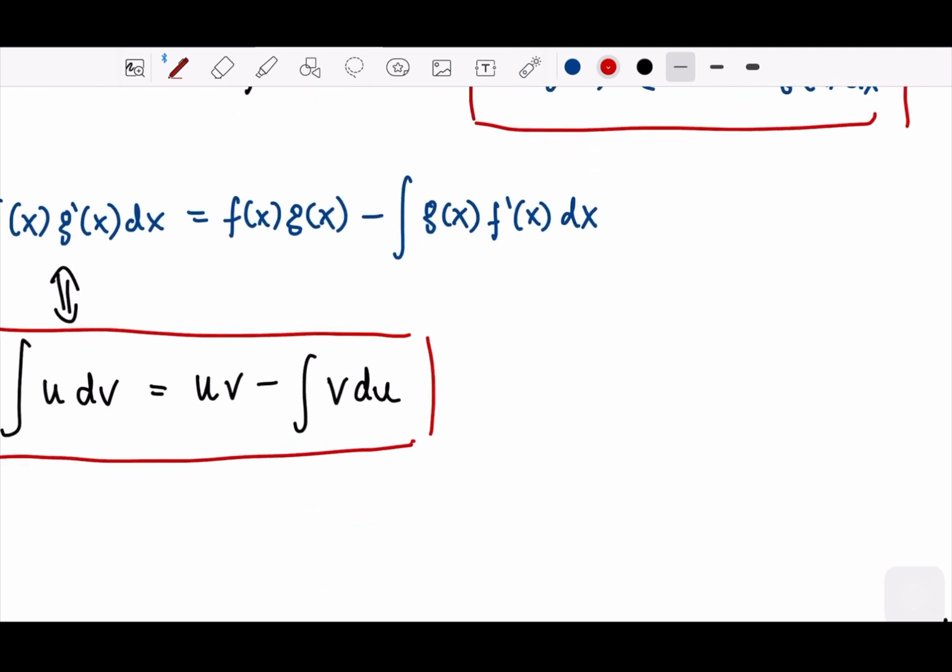The simple integration, for example, we take ln x dx. What is the integration of ln x dx? 1 over x, that's the derivative.